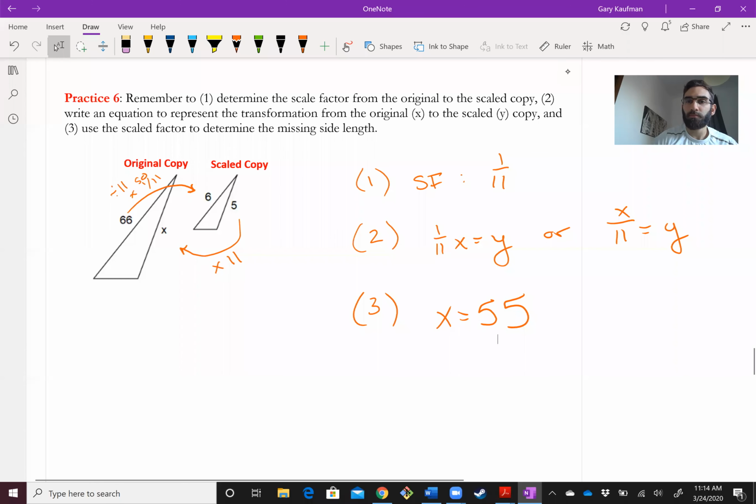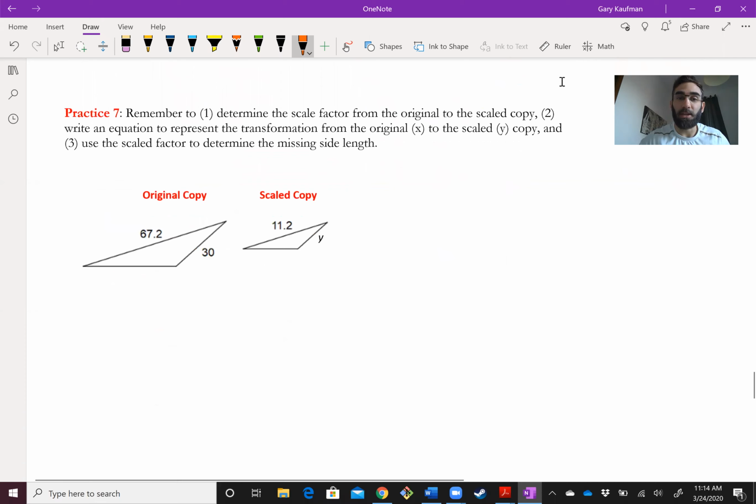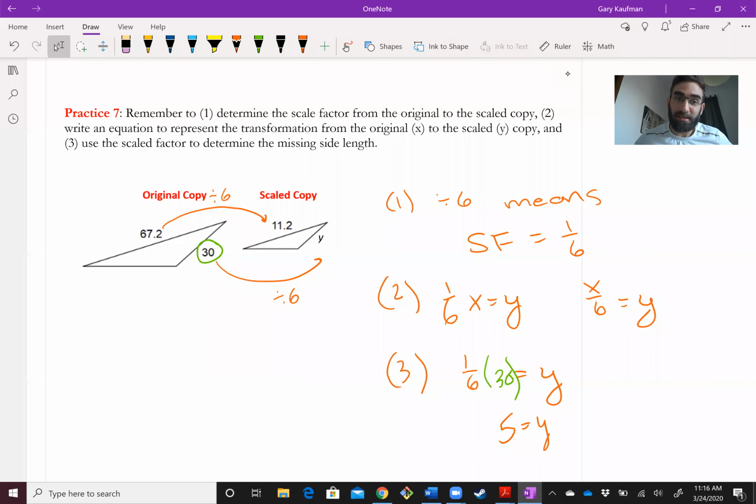My scale factor, again, is 1/11, because we're dividing by 11 to get from the original to the scaled. They're the two forms of being able to write the equation. I was then using the inverse and said if I'm dividing by 11 to get from the original to scaled, I multiply by 11 to get from the scaled to the original, which got me 55. Here's practice number 7. Go ahead. Here is practice 7.